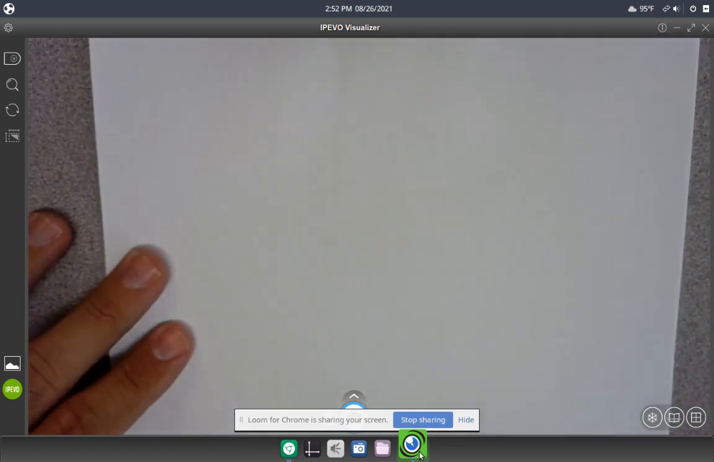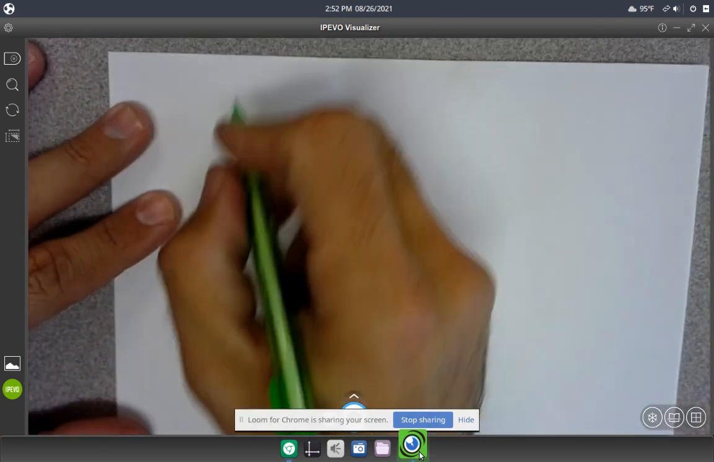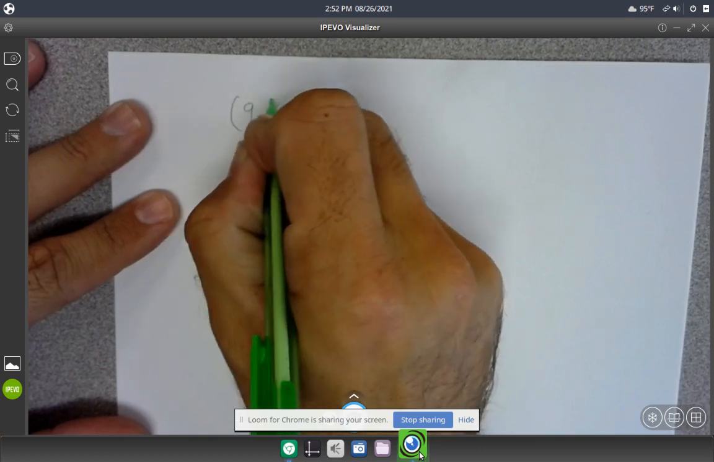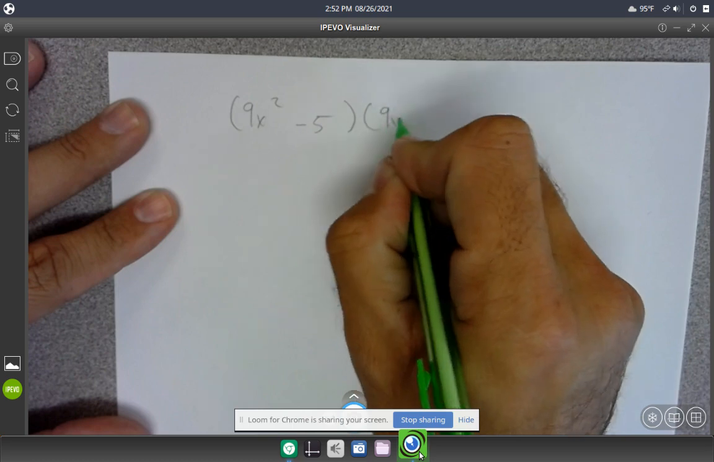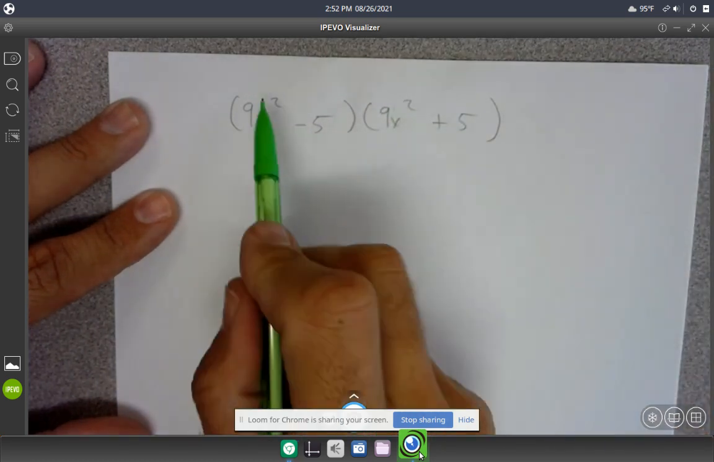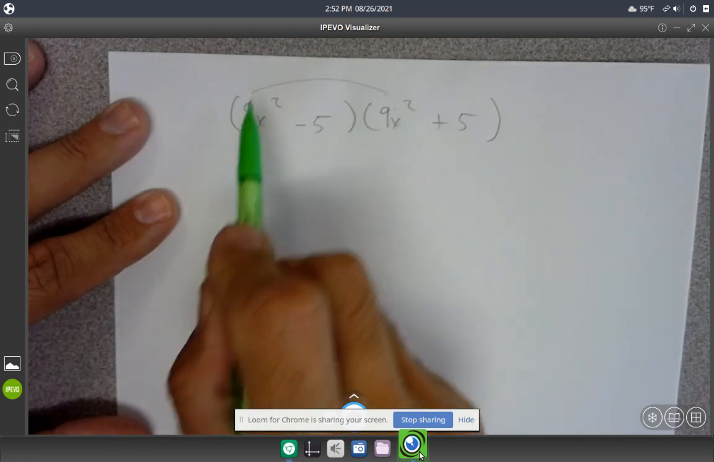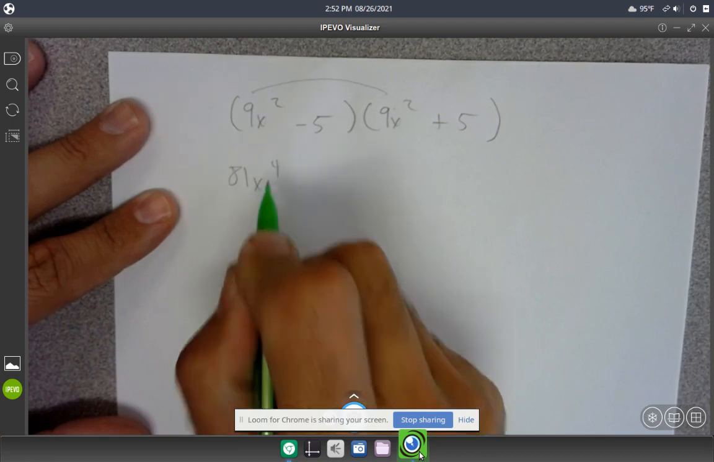Okay, so we're going to look at, what is this, number 20? Yeah, number 20 from the review. This is going to be a difference of squares: 9x squared minus 5, 9x squared plus 5. So it's going to be the traditional double distribution. All right, that's going to give us 81x to the fourth.